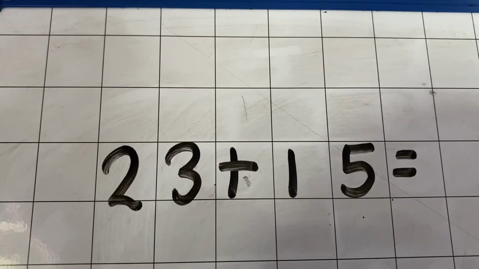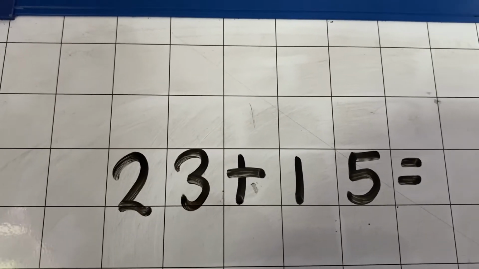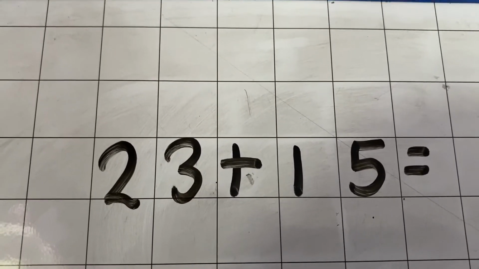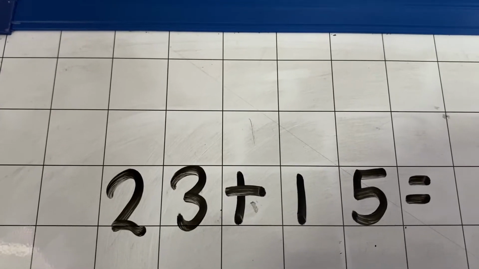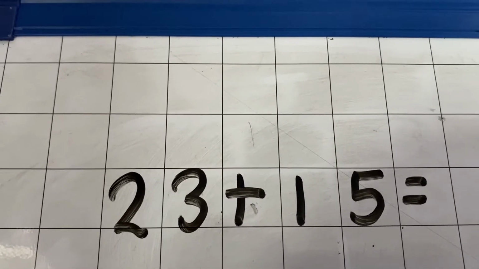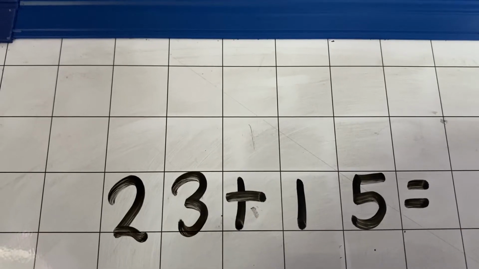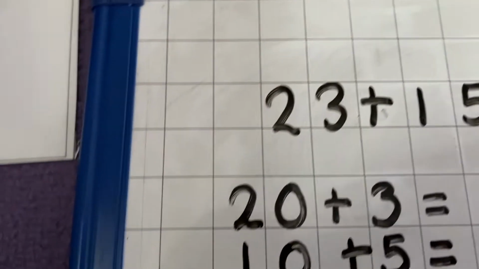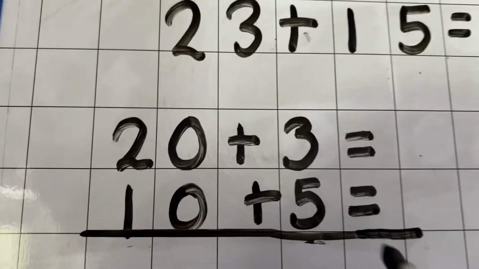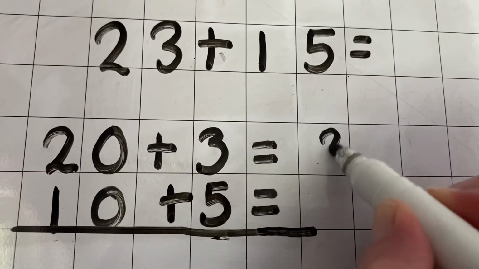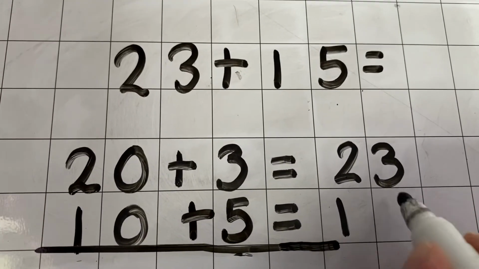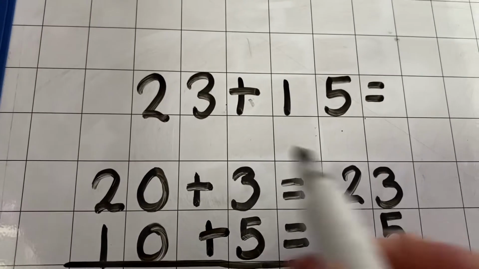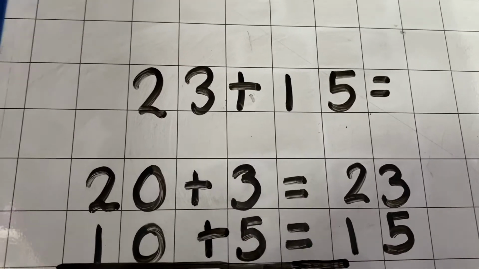When children are secure in using pictures and concrete methods to support them with their understanding, they can move on to the written method, the written standard method for addition. To begin with doing this, they will use partitioning. For example, 20 add 3 is 23. 10 add 5 is 15. We have partitioned it into tens and ones.